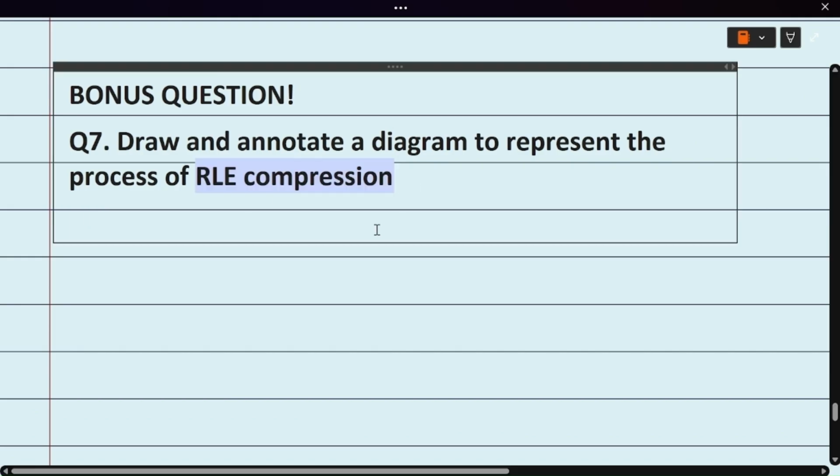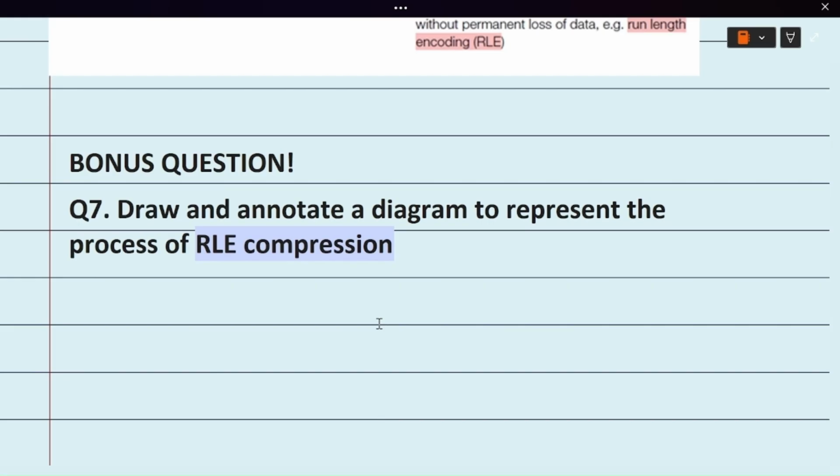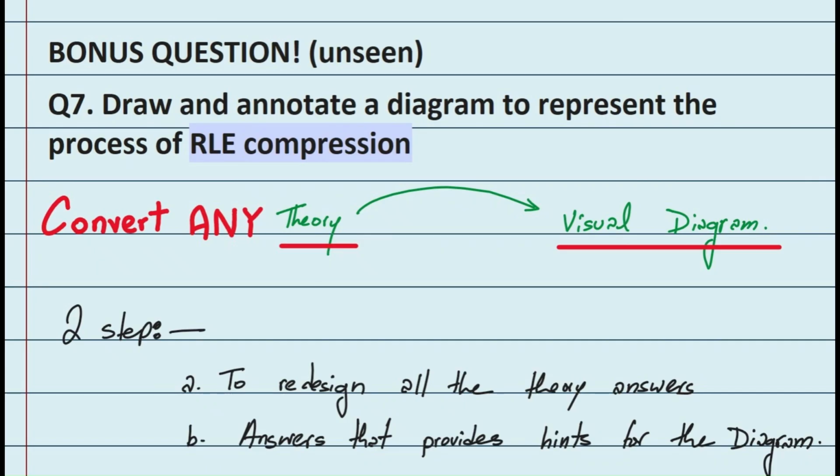This has not appeared before. This has not appeared ever in past paper questions. So I've made this question up. What is the process which is going to enable us to draw any diagram question? How can we really convert theory into visual diagrams?